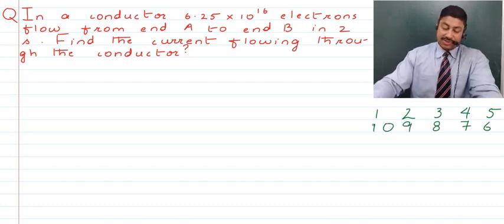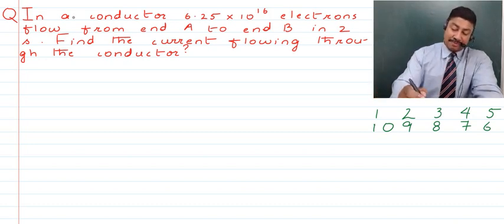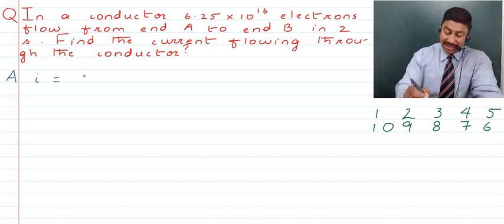Right. So in this question, children, you've been given in a conductor 6.25 into 10 raised to the power 16 electrons flow from end A to end B in 2 seconds. Find the current flowing through the conductor. So again children, the same formula that we employed in the last question is going to be employed. That is, if we talk about the current, then that is equal to the charge divided by time.